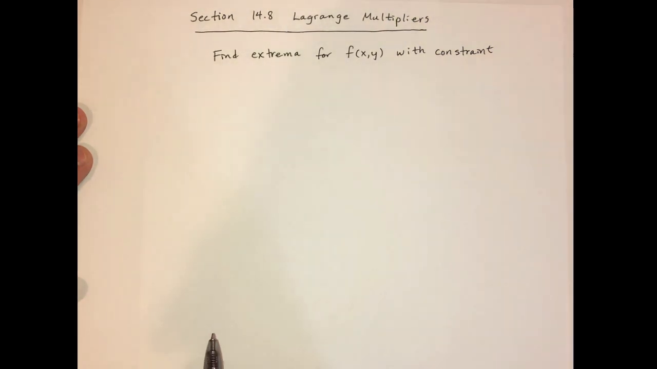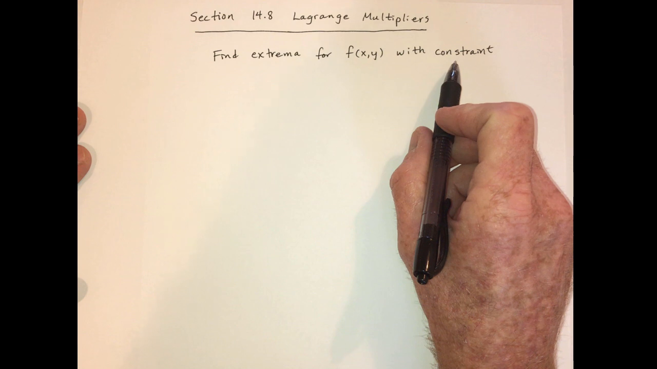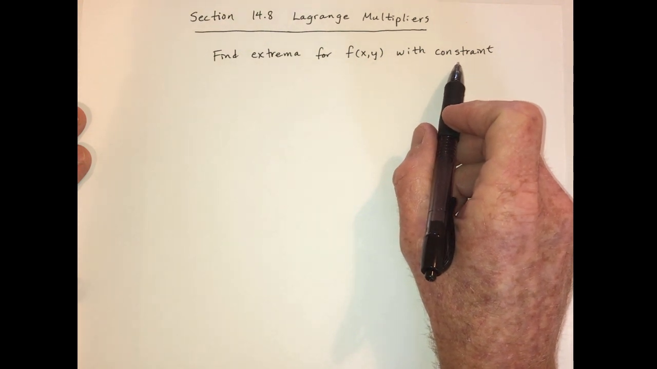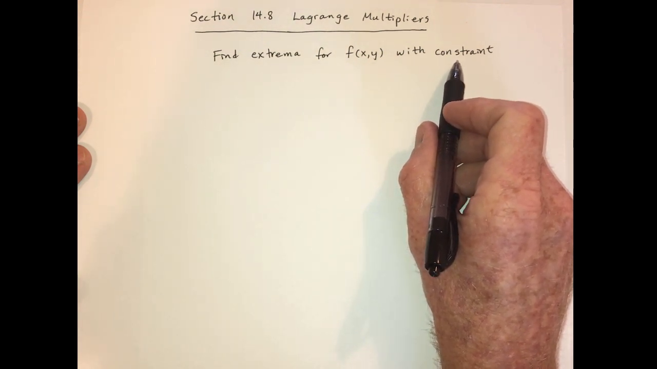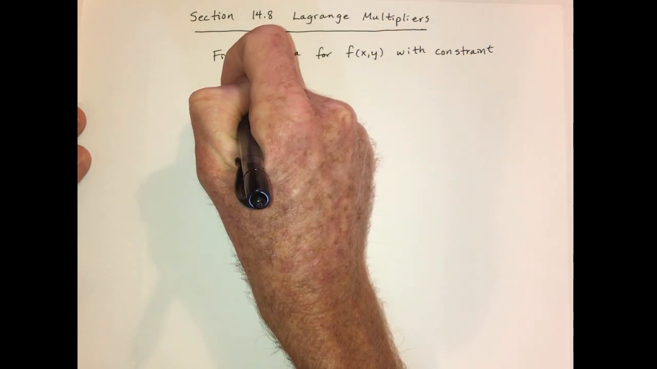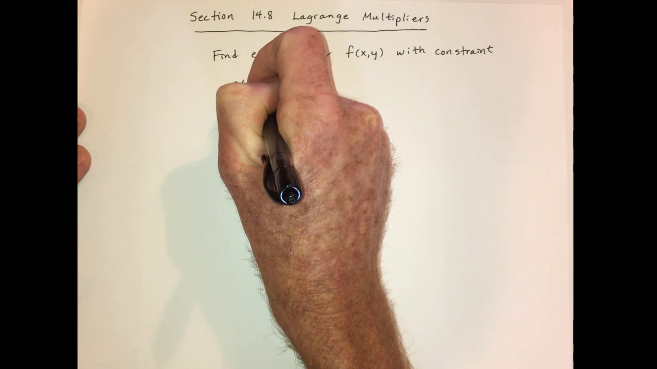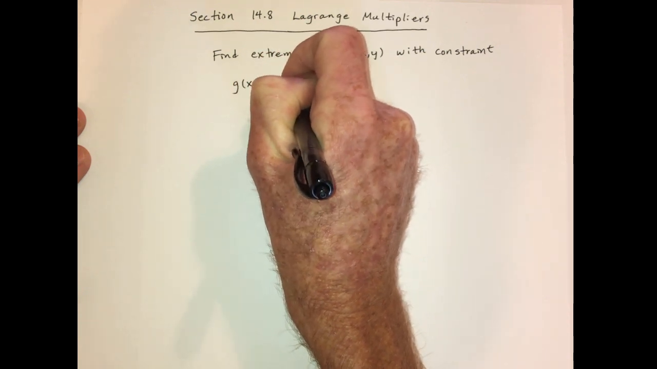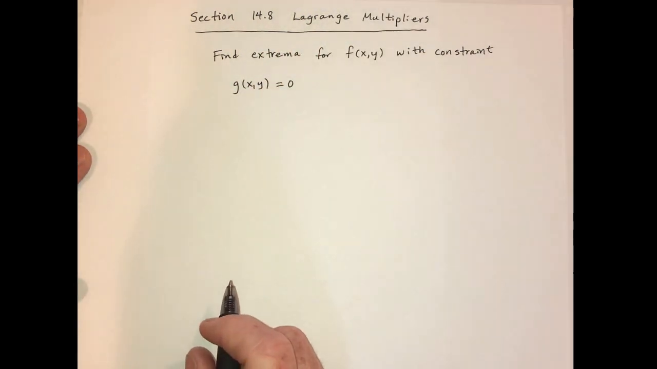A constraint would be like, imagine a football, and you need to find the biggest soda can that fits inside the football. So we're finding the maximum of the soda can size, but the constraint is it has to be inside of a football. So there's going to be a constraint equation, and you could just move everything to one side and set it equal to 0. The constraint is going to be called g, and once you move everything over to one side, it's set equal to 0.